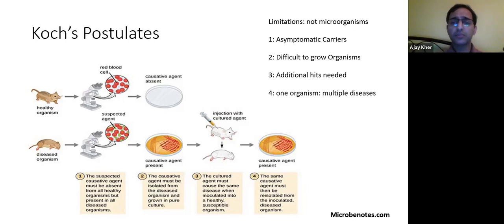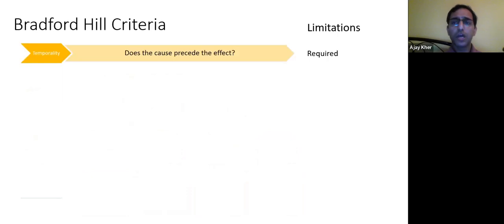So again, sometimes you can have one organism with multiple diseases. So again, that can be an issue in trying to prove these postulates. So now we'll go to the Bradford-Hill criteria. And so there are multiple criteria. And the first one is temporality.